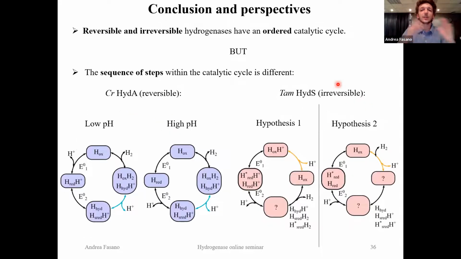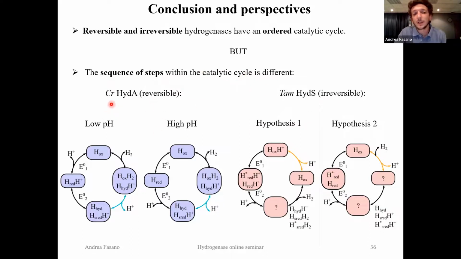So now I will just try to sum up everything. In the first part, we have shown that reversible and irreversible hydrogenases have the same kind of catalytic cycle, ordered, in which the same chemical catalytic steps are taken clockwise or anti-clockwise, depending on the direction of the reaction. Then, to understand the difference between reversible and irreversible hydrogenases, we went further into the analysis of electrochemical data, and we compared them with spectroscopic titration, for the reversible enzyme of Chlamydomonas and the irreversible one of Thermoanaerobacter. And we could conclude that it is the sequence of the steps that is different in this catalytic cycle between reversible and irreversible enzymes.